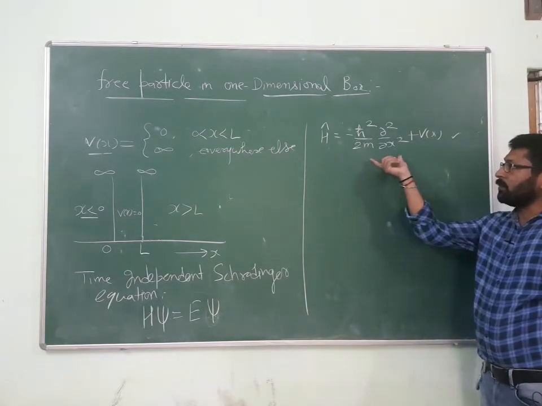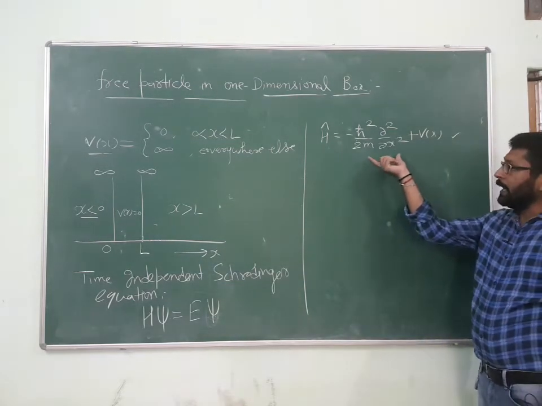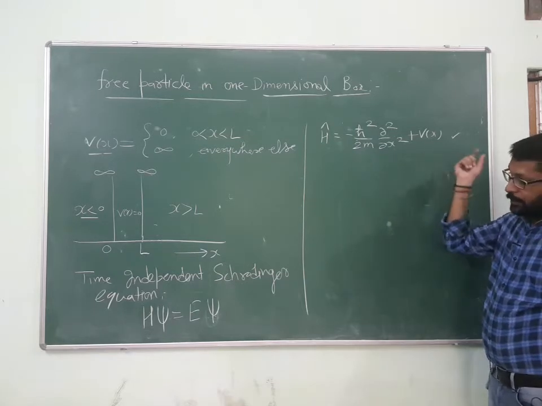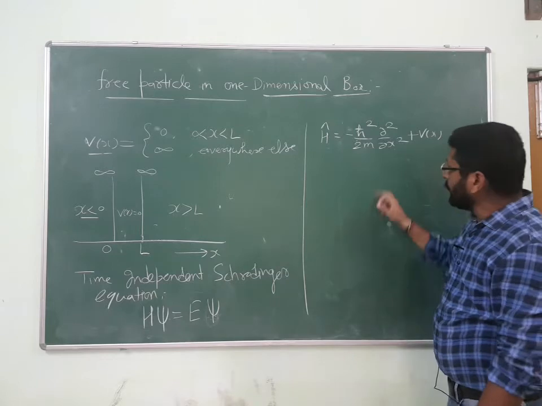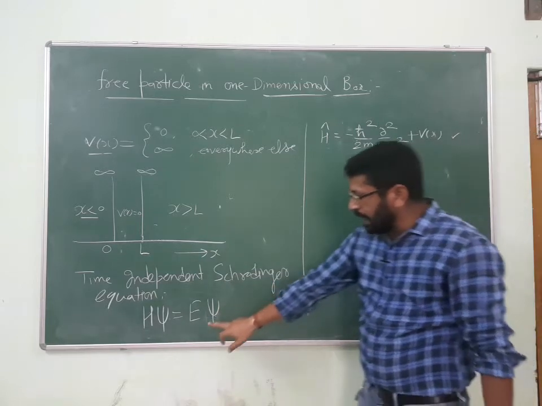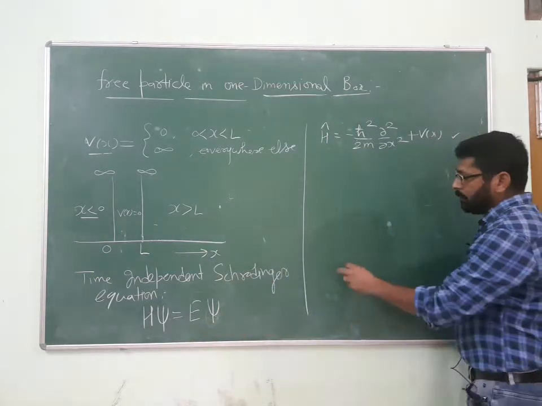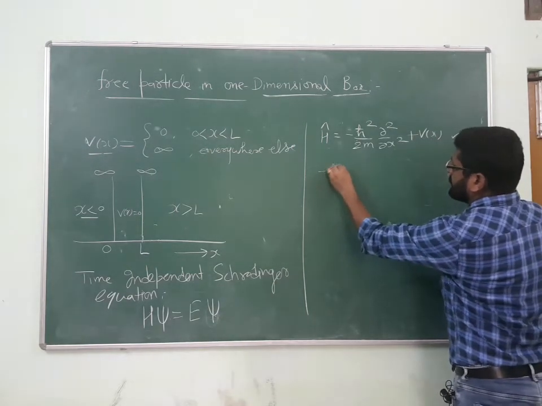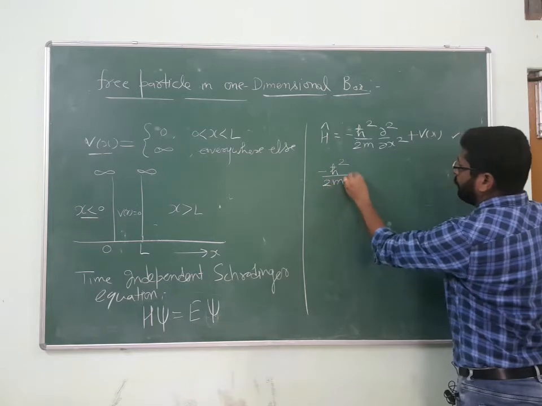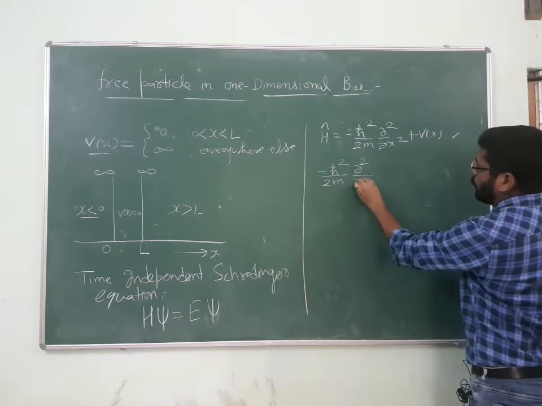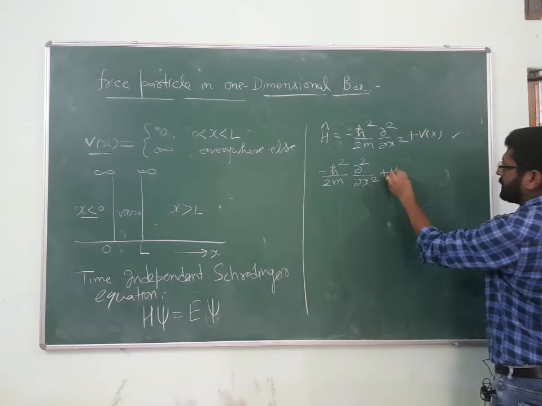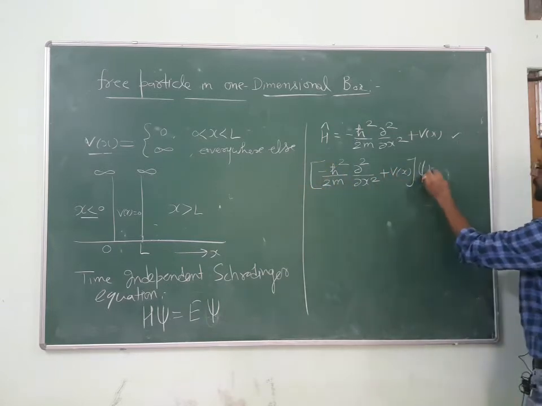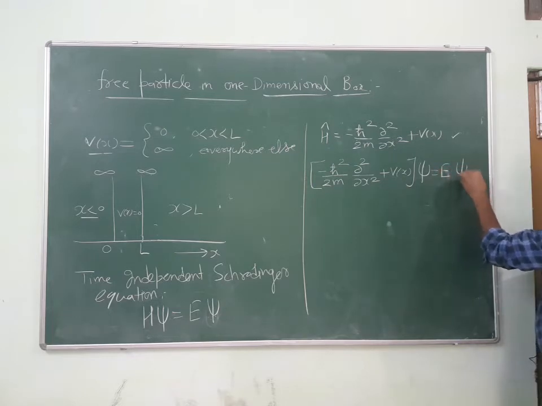It has two terms. The first term belongs to the kinetic energy operator and the second term belongs to the potential energy operator. So we can substitute the value of H in this equation, and then this equation will become minus h cross square over 2m del square over del x square plus V(x), acting on psi, equal to E psi.